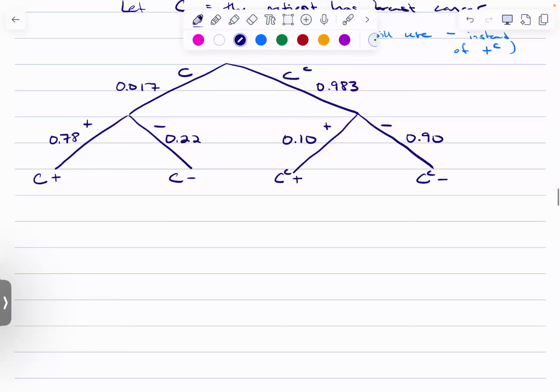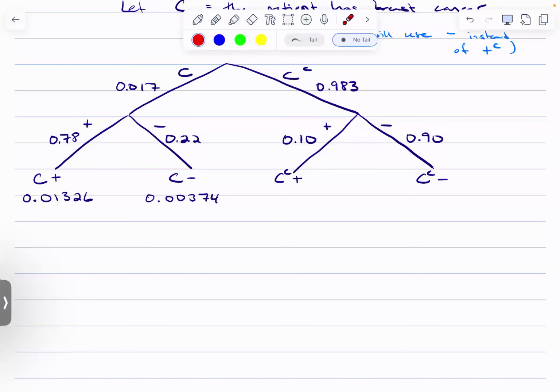I know there are a lot more decimal places since I didn't make up beautiful numbers, but you want to keep them all. As long as they're not repeating, just keep them all as much as you can. 0.017 times 0.22. Of course, my calculator does scientific notation. 0.00374. Let me just count. 1, 2, 3. Okay.